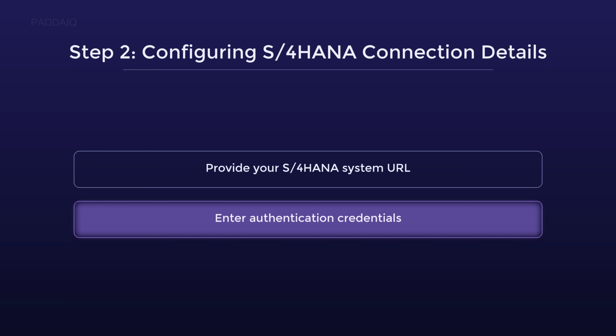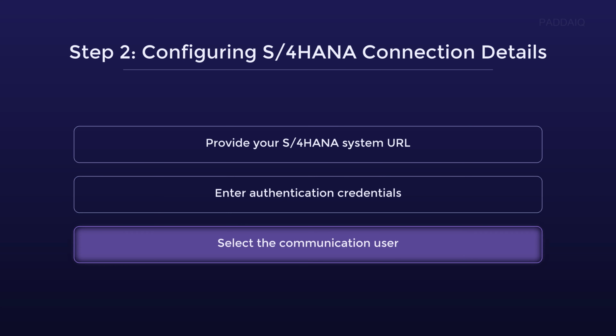Enter authentication credentials. This means providing your username and password to securely connect to your S/4HANA system. For instance, you would use your company login details to allow BTP to access your financial data. This step ensures a trusted and secure data exchange between the systems.